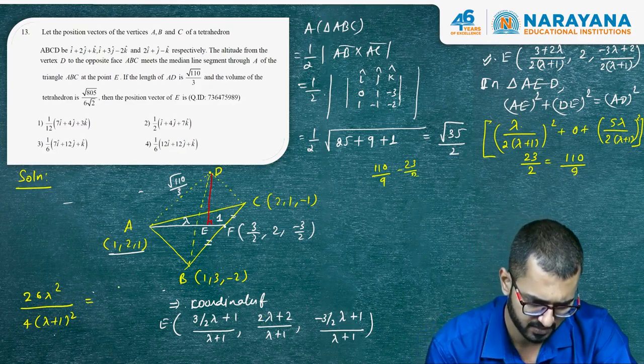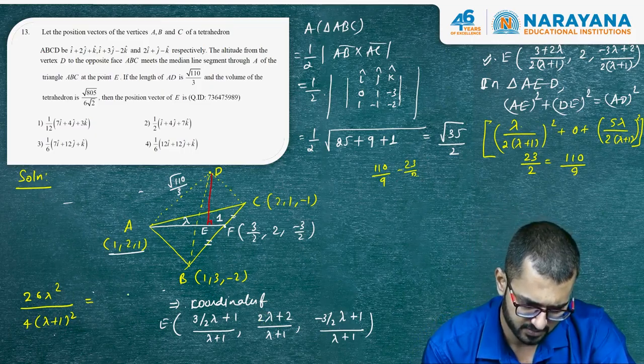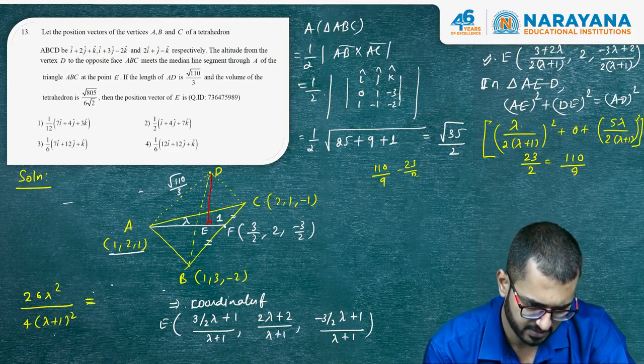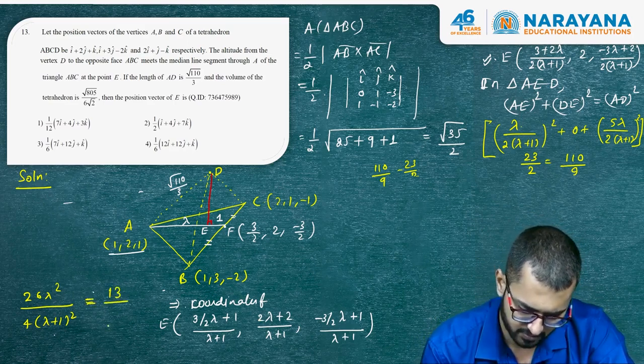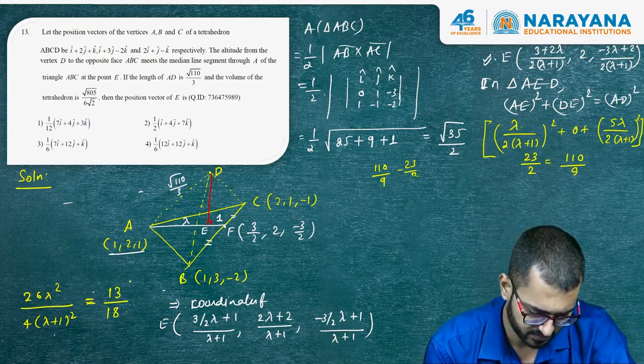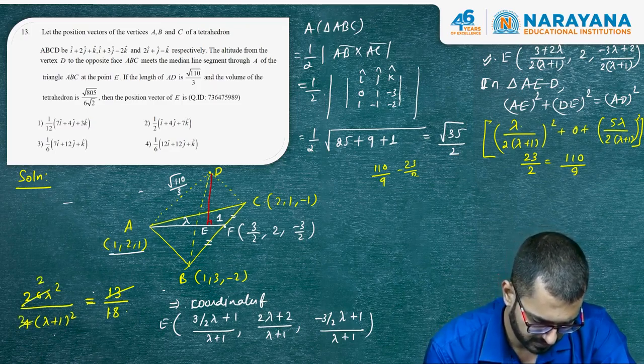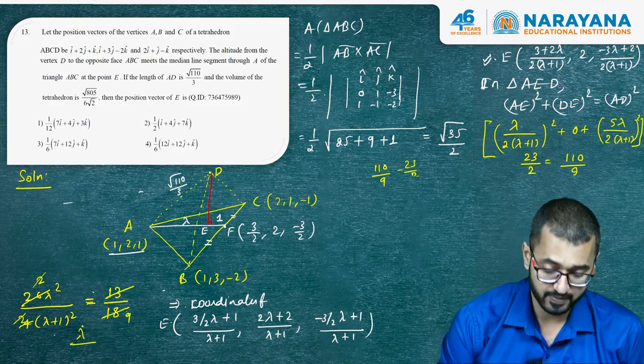So it will become 207, so 23 minus 18. So this thing can be written as further 13, and then by 9 into 2 is 18. So 13 by 18. So yes, we can cancel now. 13 and this 2 will be gone, and this 2 and this 9 will be gone. This 2 is also gone. Okay, so yeah, nice. So now we'll find the value of lambda.